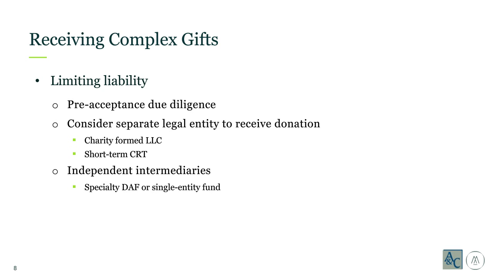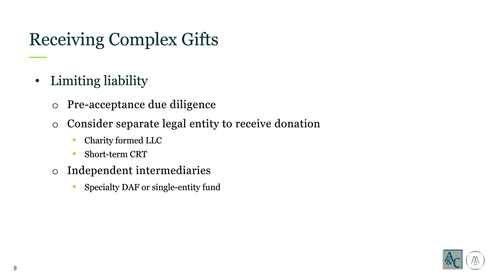Another structure we've used is a short-term charitable remainder trust. Charitable remainder trusts, I said I wasn't going to talk about these, but very briefly, it's where the donor gives into a trust, and the trust has as an income beneficiary maybe the donor or some relative, and then the remainder beneficiary is the charity, and the donor takes a charitable deduction for the present value of what the charity is expected to receive at the end of the term of the trust.